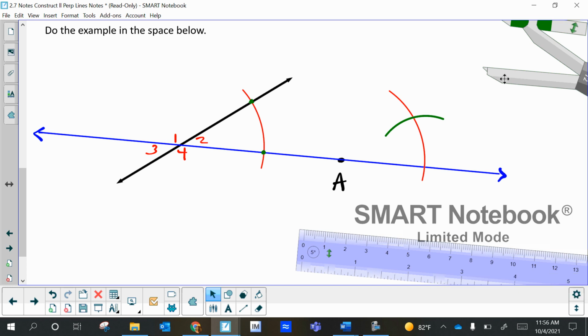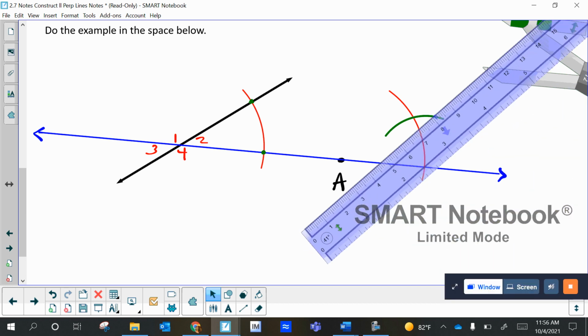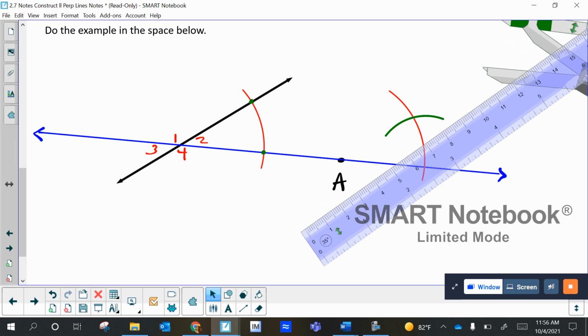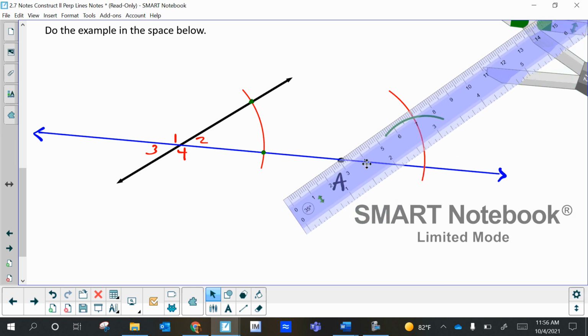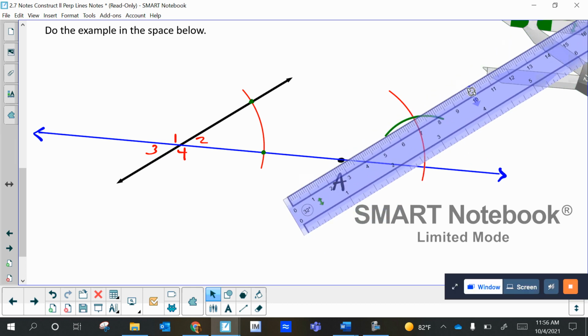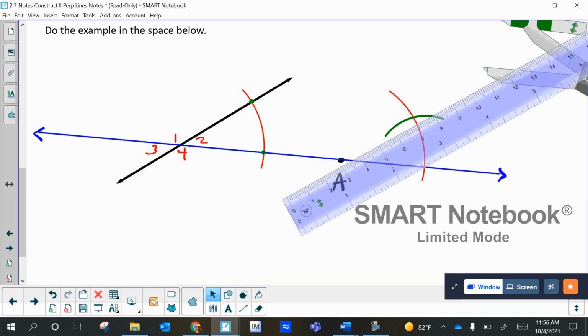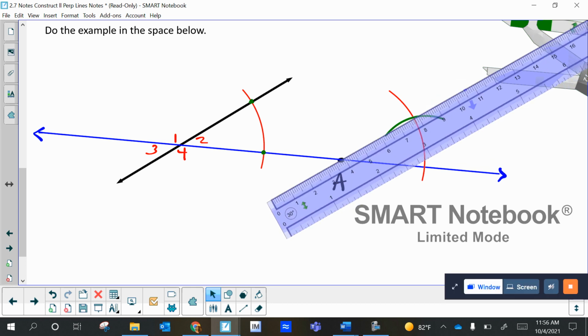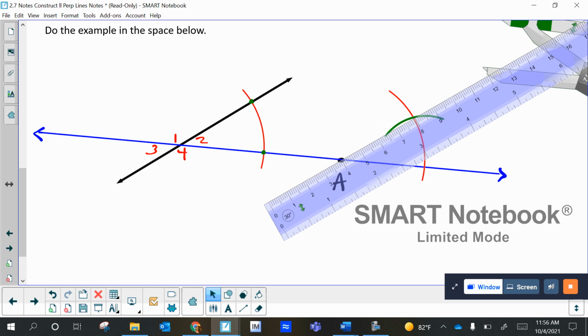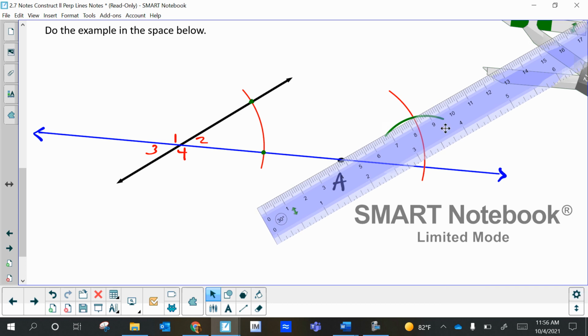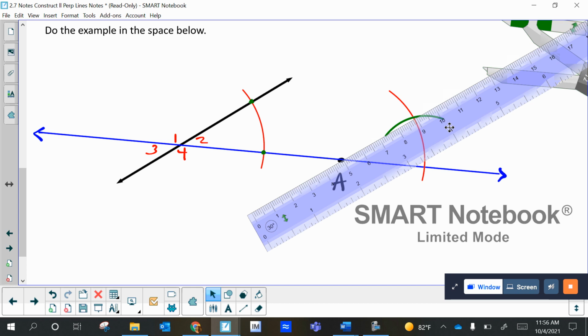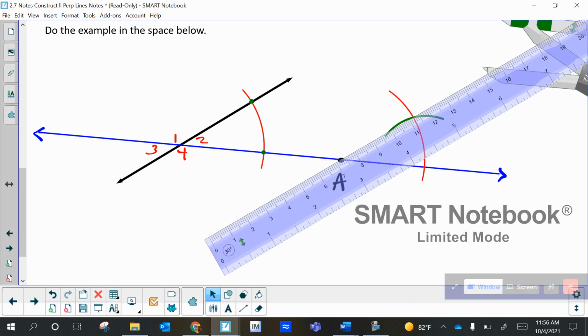Now I just need to do one last thing, and that's make the parallel line. What do you think you're going to connect? A and that intersection point right there. So I'm going to move my ruler. Now if you're not placing the compass in the right spots, then your lines may not look parallel. All right, here we go. So I'm going to connect those 2 and let's see how they look.